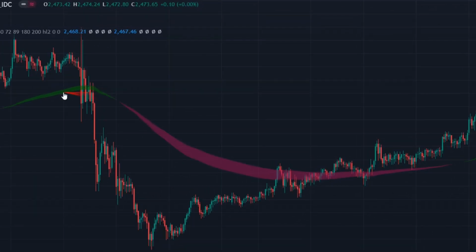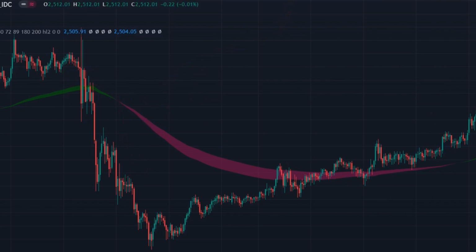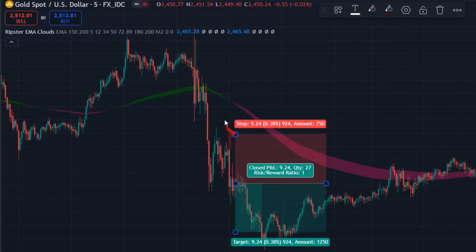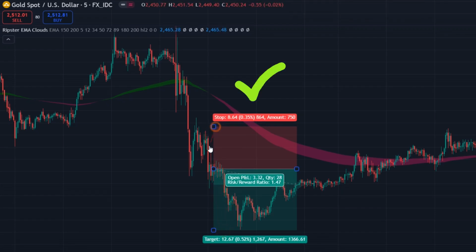When the clouds of this indicator change from green to red, we can enter a sell trade and make good profits. Like at this point where you can see the clouds change from green to red. Right here, we can see that we have found a good entry point for a sell trade and can enter a sell trade at this point with the help of this indicator to achieve good profits.